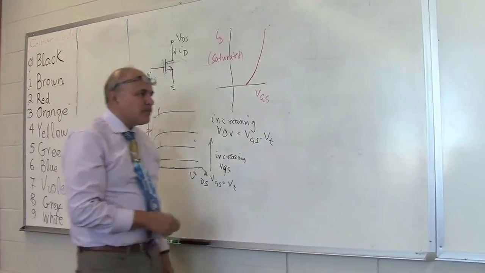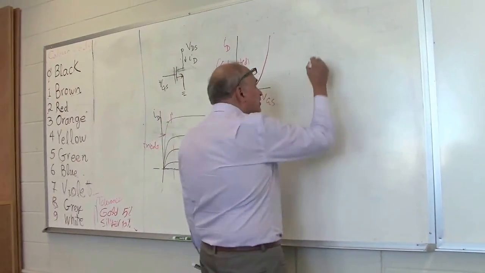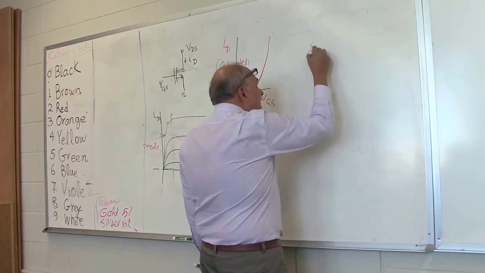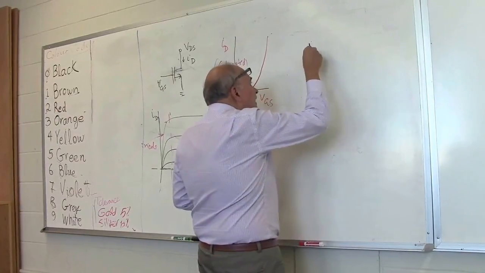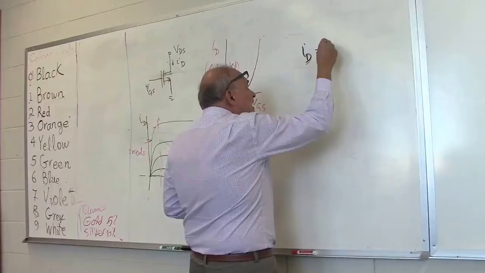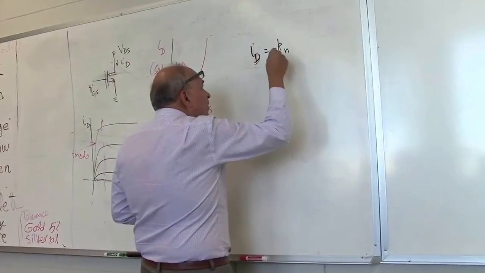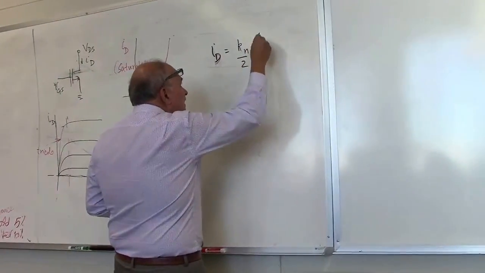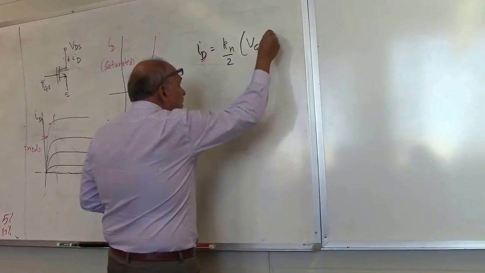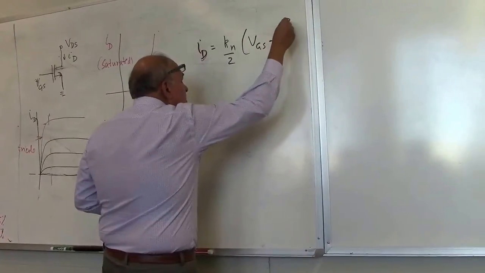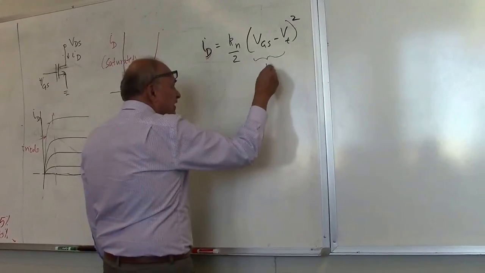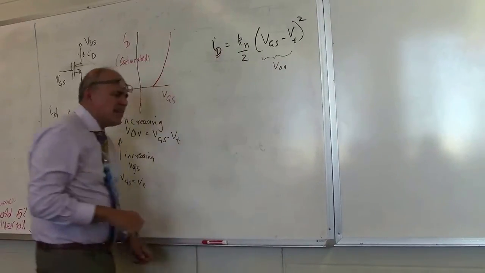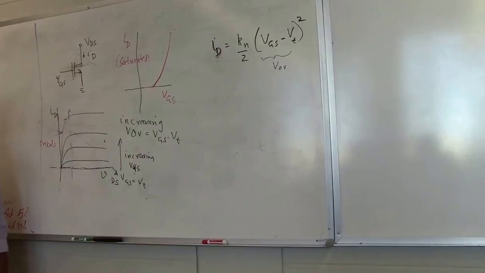And the equation of this characteristic in the saturation region is given by ID, maybe I'll use black. It's given by ID is Kn over 2 times VGS minus VT squared. And by the way, if you prefer, you can write it as overdrive voltage squared. So this is the equation.